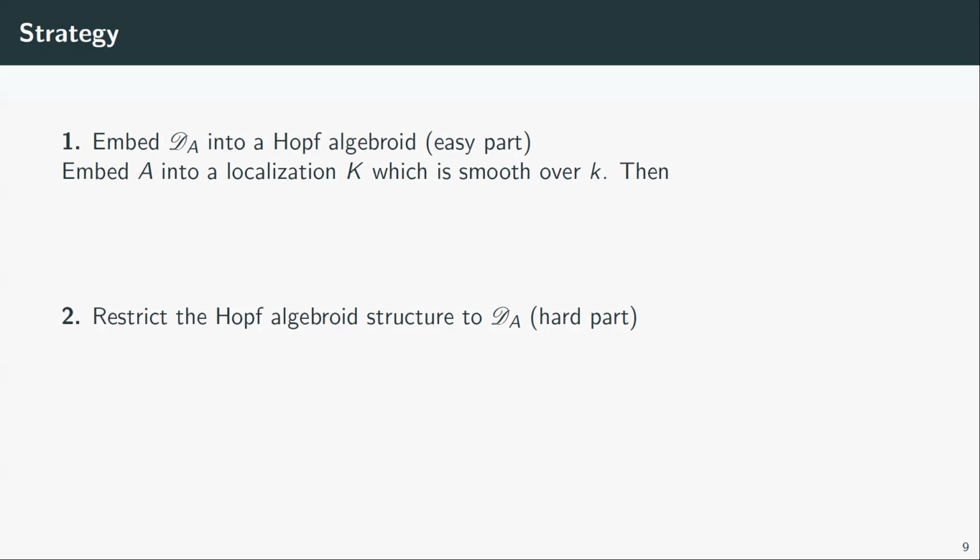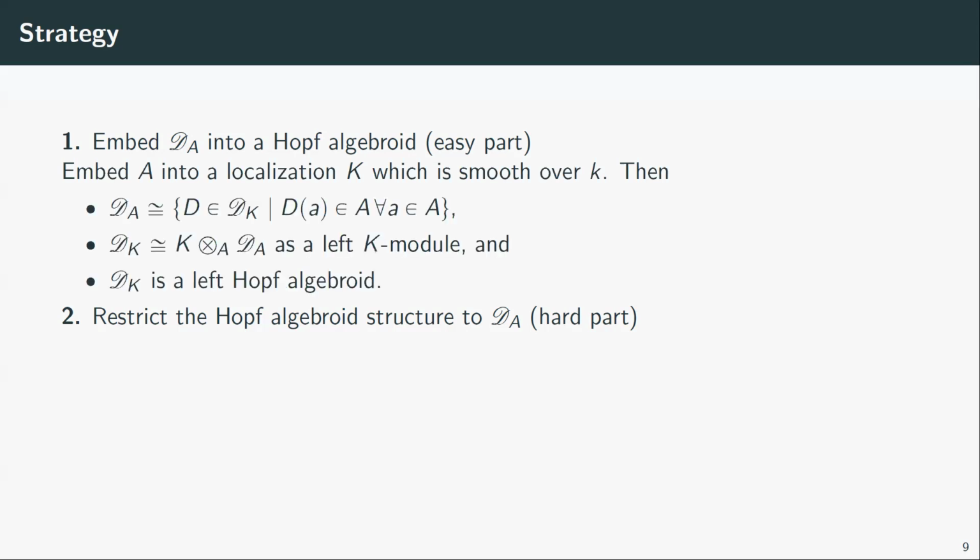So we choose K, which is a localization of A, and which is smooth over the base field k. Then we have these properties we have seen before. dA is identified with the operators which restrict to A. dK is obtained by tensoring dA with K, and we know that dK is a left Hopf algebroid.